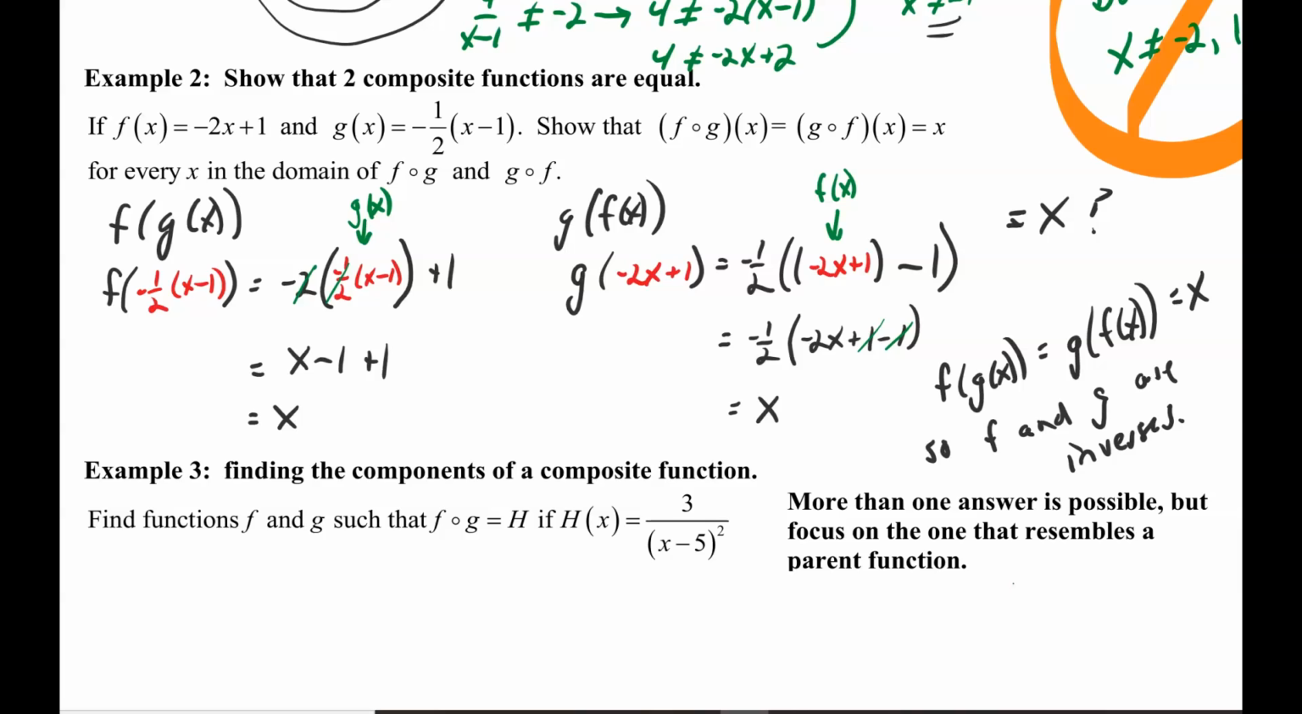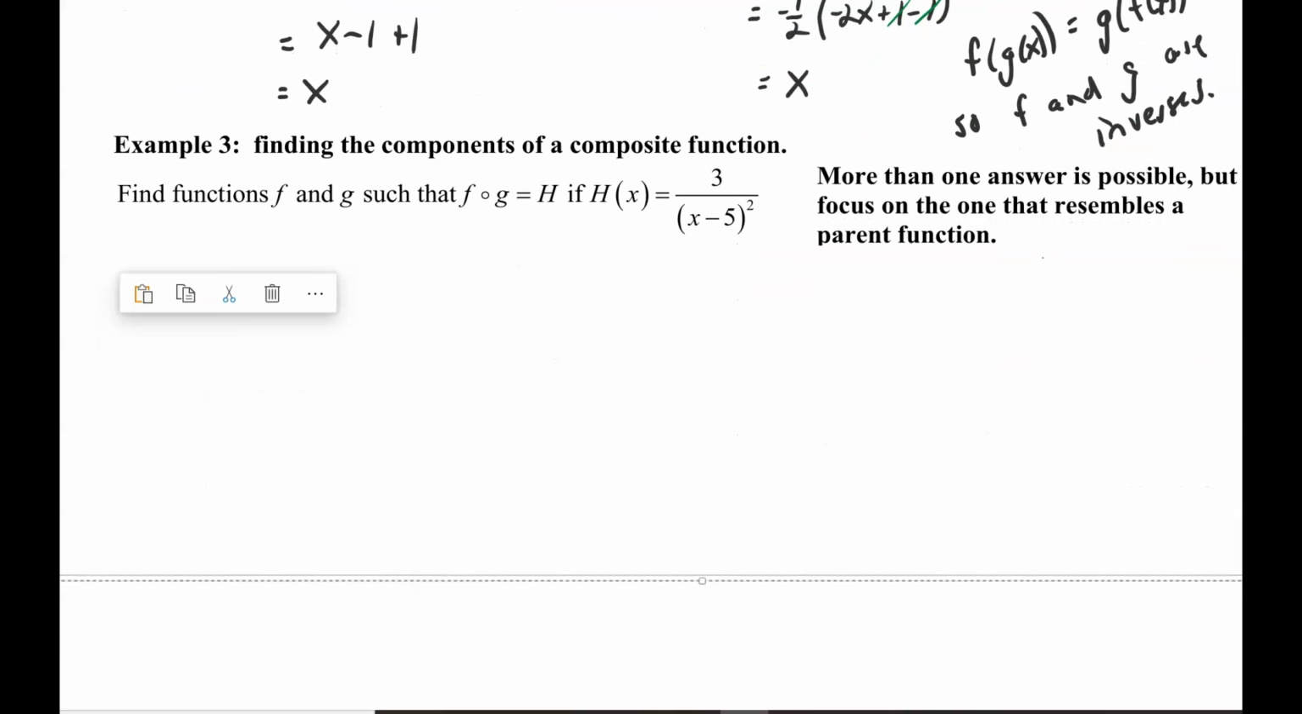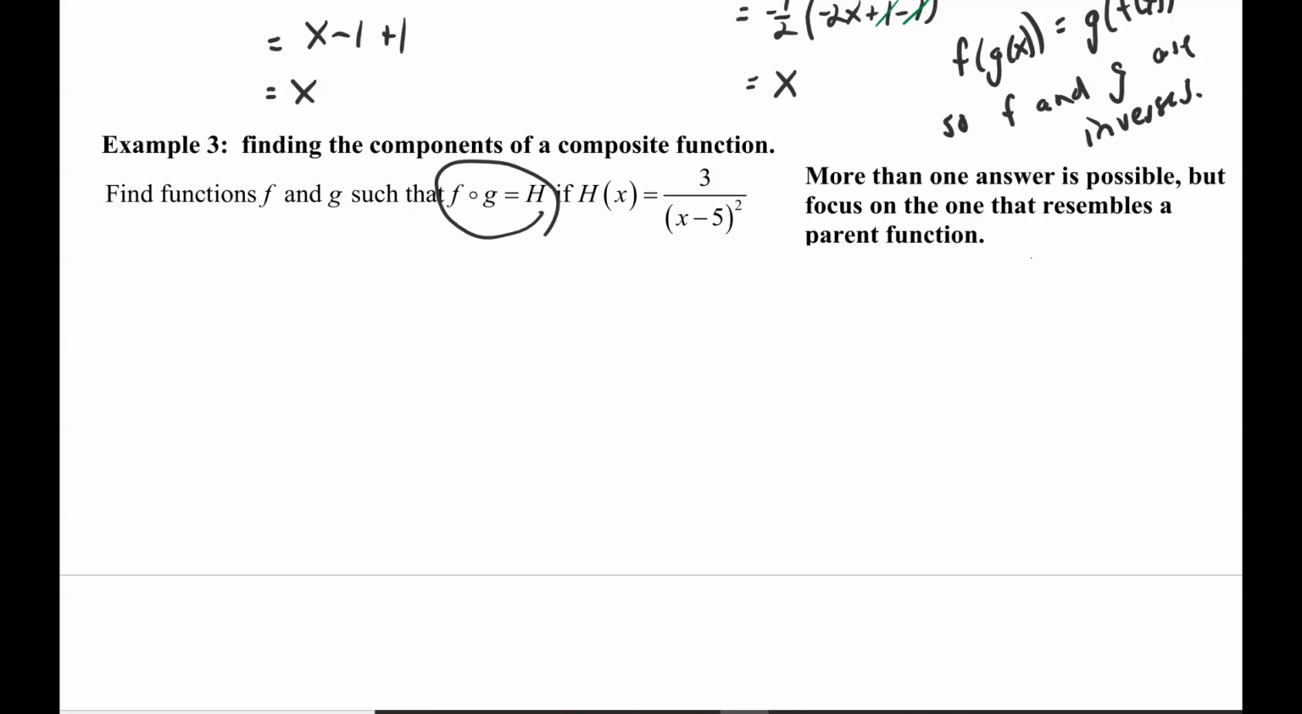Okay, one more type of problem here. Let's find the components of a composite function. So now we're looking at a function that we're told is already a composite function. So h is already a composite of two functions. And we just want to find functions that would make sense here. Now, I put a note here that there's more than one answer possible, and that's kind of important to keep in mind. But we want to try to be as close as we can to something that resembles what we do with the parent function. So with the parent functions, what I would say is that the inner function here would be x minus 5. So that inner function is g. So I'm going to just start out saying g of x is x minus 5.